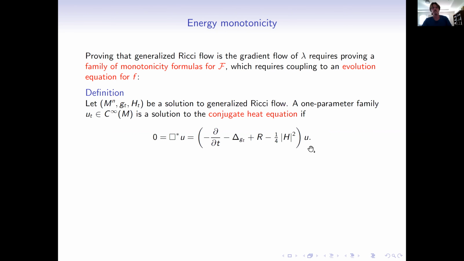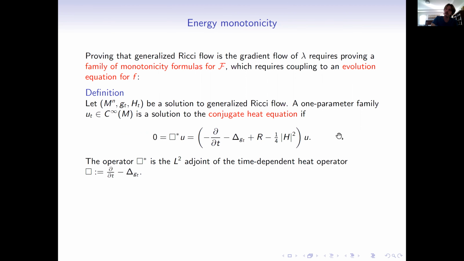So if we have a solution to generalized Ricci flow, we can say that a one parameter family of functions u_t, and I deliberately chose u, not f, for a reason which will become clear, is a solution to the conjugate heat equation if the following holds. 0 is box star u, which is minus d/dt minus Laplacian plus the scalar curvature minus 1/4 norm h squared, times u. There are perhaps several reasons for picking this equation, but the main thing is that it's the L2 adjoint of the time-dependent heat operator.